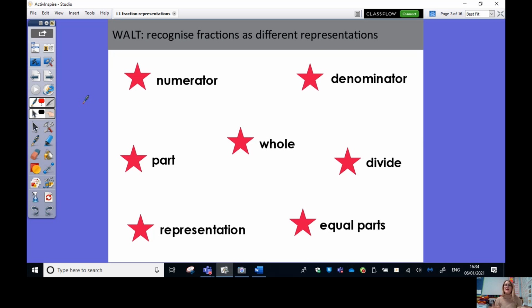Numerator, denominator, part, whole, divide, representation, equal parts. Fantastic. So those are our keywords for today. We're going to be looking at them in a bit more detail as we go along.